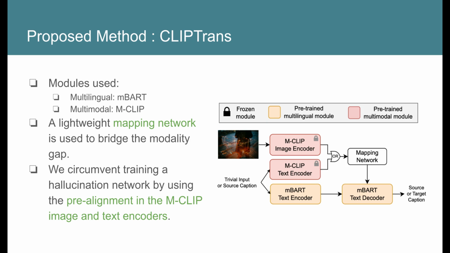As earlier mentioned, we make use of the pre-trained multilingual MBART and the multimodal MCLIP. To bridge the modality gap, we use a lightweight mapping network that transforms the MCLIP embeddings to a discrete prefix sequence. This sequence is used to precondition the MBART decoder to the visual information. Decoding via beam search only begins once all the visual information is processed. To circumvent the training of a hallucination network, we leverage the pre-alignment of the MCLIP image and text encoders. At any given instance, we choose which one to use depending on the information we have, the image encoder while training and the text encoder during inference.